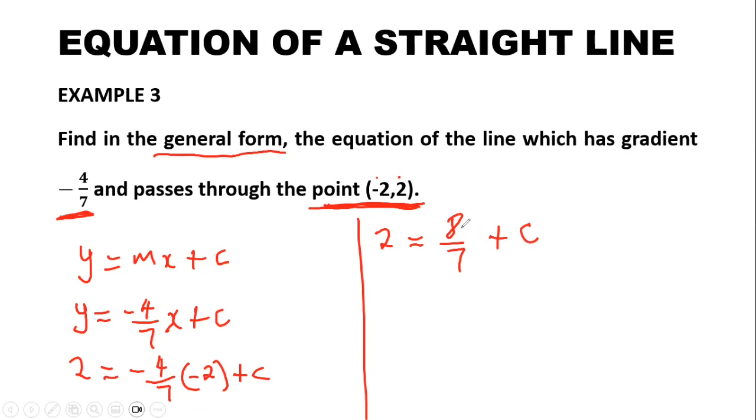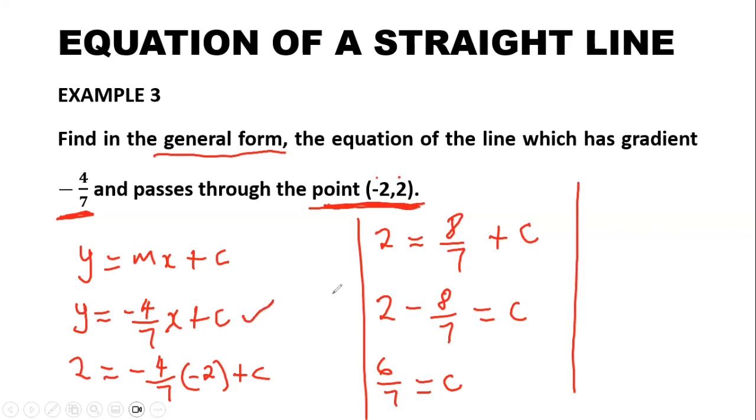To make c the subject, we send 8 over 7 across the equal sign. So we have 2 minus 8 over 7 is equal to c. It means that 6 over 7 is equal to c. Now we know that c is 6 over 7. So we substitute that back into this equation. So it means that y is equal to negative 4 over 7 x plus 6 over 7.